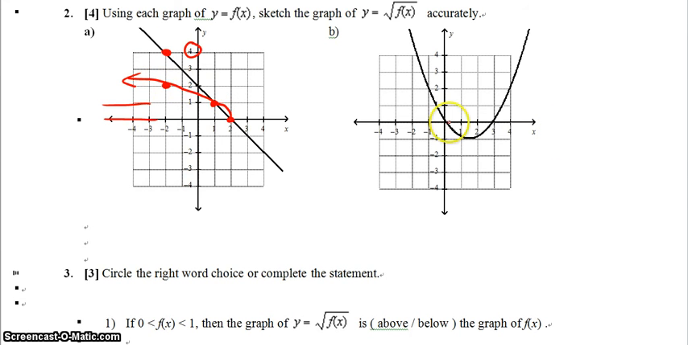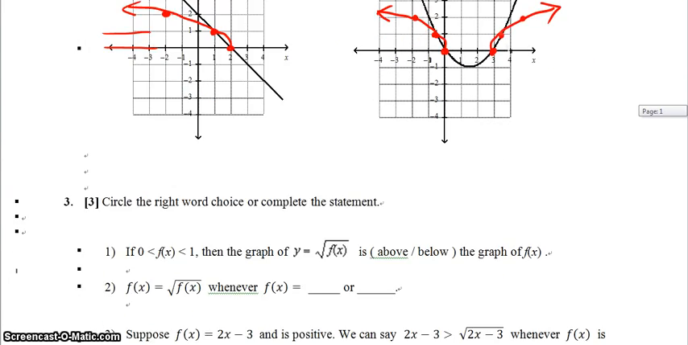On this side, the 0 stays, the 1 stays, right? The 4 will become 2. So those six points are your guides. Between 0 and 1 it is above, and then it goes there. Above, and then goes below, like this. So this is your answer for the function. All right. Let's move on.